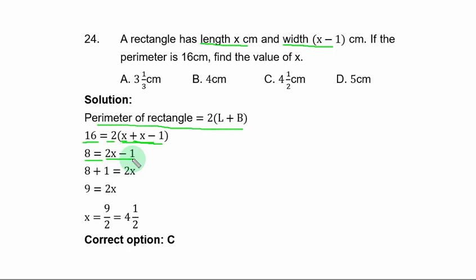If you collect like terms, you have 8 plus 1 equal to 2s. That simplifies to 9 equal to 2s. Divide through by 2. s is equal to 9 over 2, and that is 4 whole number 1 over 2. C is the correct option.